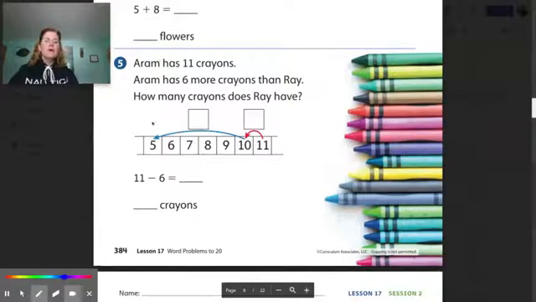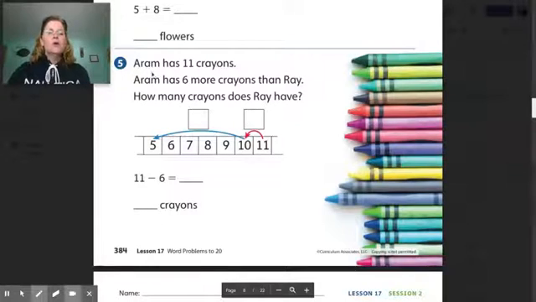Okay, Aram is his name. Aram and Ray. Aram has 11 crayons. Aram has 6 more crayons than Ray. How many crayons does Ray have? Aram has 11 crayons. Aram has 6 more crayons than Ray. How many crayons does Ray have?